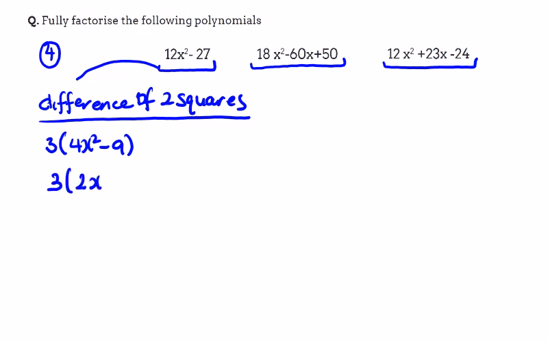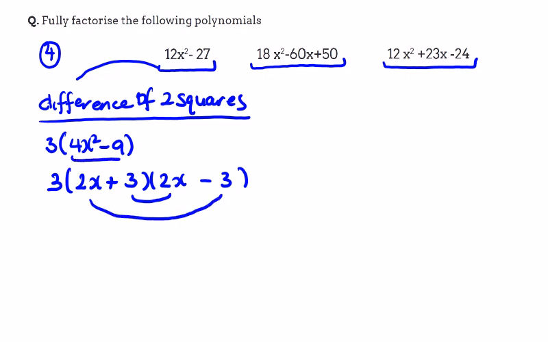The only way to get 4x squared is to multiply 2x by 2x. The only way to get 9 is to multiply 3 by 3. And if we have 1 plus and 1 minus, the plus 6x and the minus 6x cancel, leaving just 2 terms inside the bracket. So this is our answer for number 1.